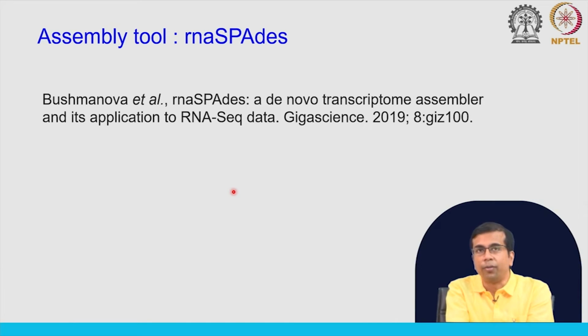Here is the next tool, which is RNA SPADes. This is again a de novo transcriptome assembler, and this is used for RNA-seq data transcriptome assembly. There is an equivalent tool called SPADes, without the RNA part at the front, and that is actually used for genome assembly. So, as you see, these are kind of an adaptation of genome assembly algorithms into transcriptome assembly.